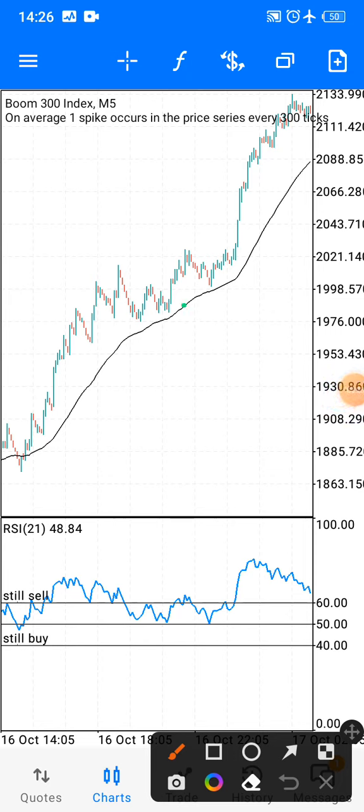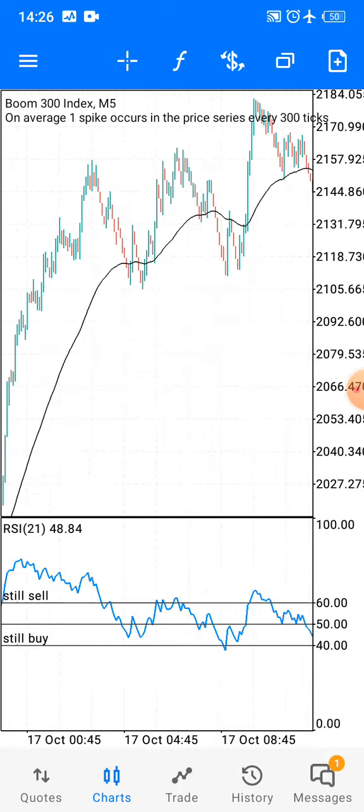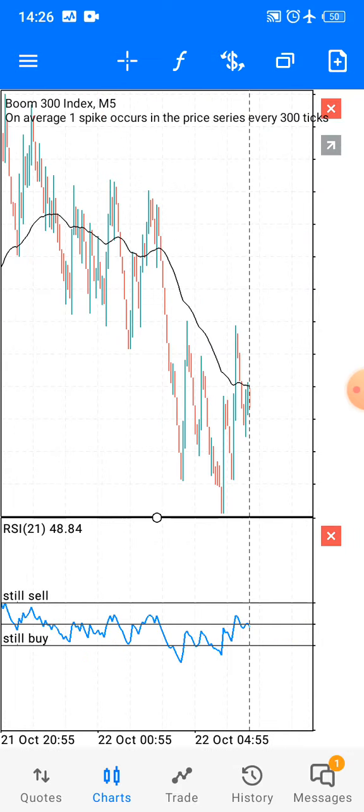Here, pull back to the 50 EMA. This is for the first method, right. Pull back to the 50 level, right. Pull back to the 50 level here, right. You enter your buys, right. Then for the trend line method that I was talking about, right.